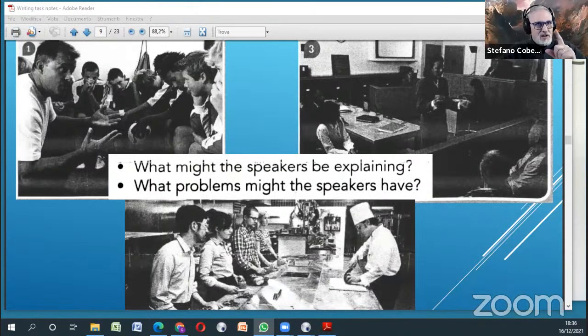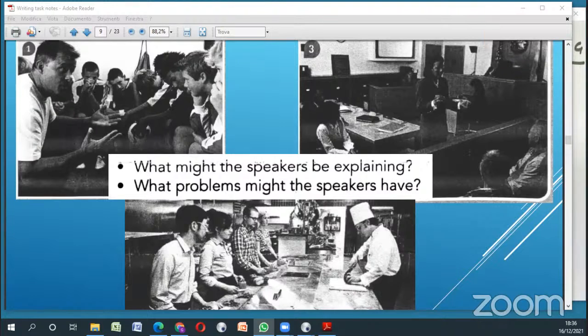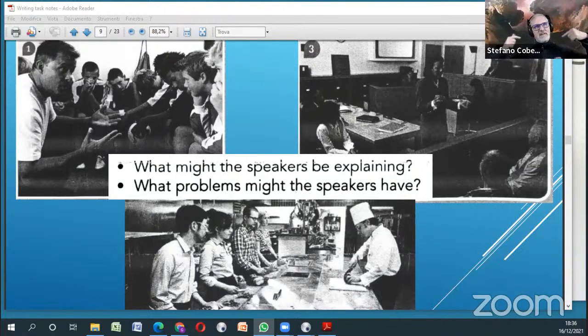Yeah. So there's no point in saying, oh well, there's a guy and he's talking to a group of kids, and it looks like a football team, and okay, that's a bit of a description. What is he explaining? Now you have to look around, look at the photo. Do the kids look happy? Do the kids look sad? No, they don't. So think about it.